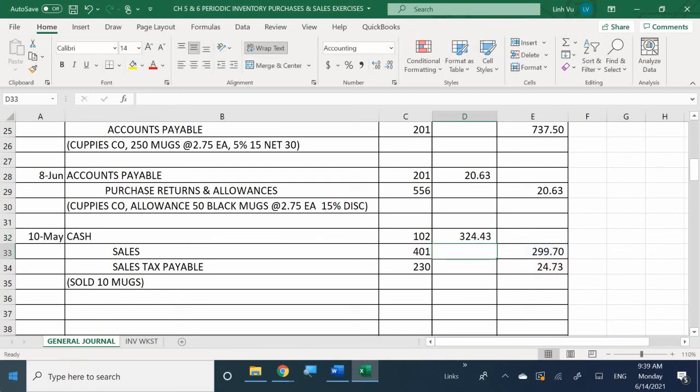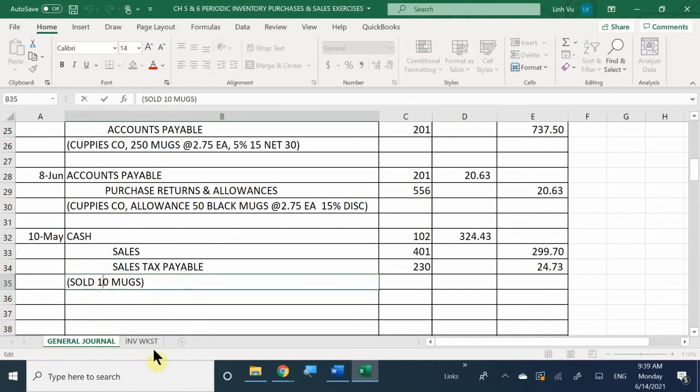$324.43. All right. And in this case, we sold 30 mugs. All right. You don't need to indicate it's for cash because right there in our accounts, we received cash. So we don't need to have that extra detail. Okay.